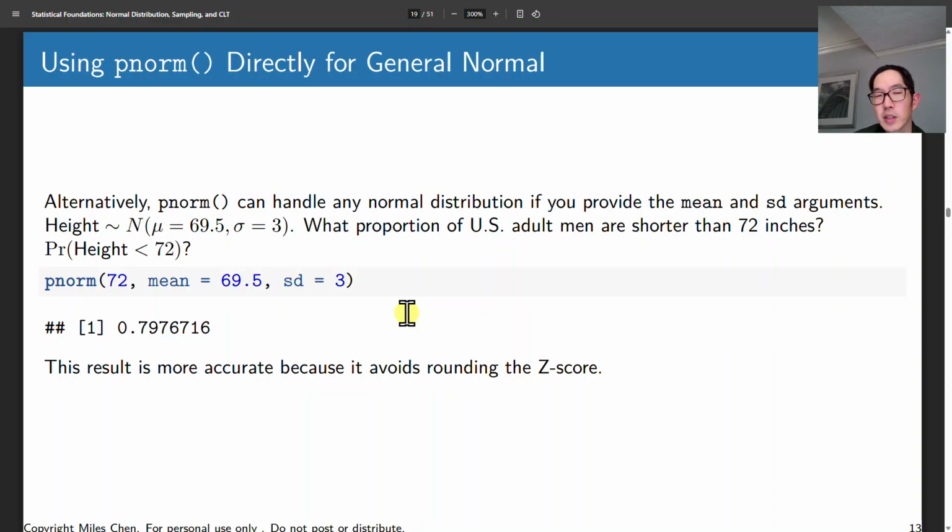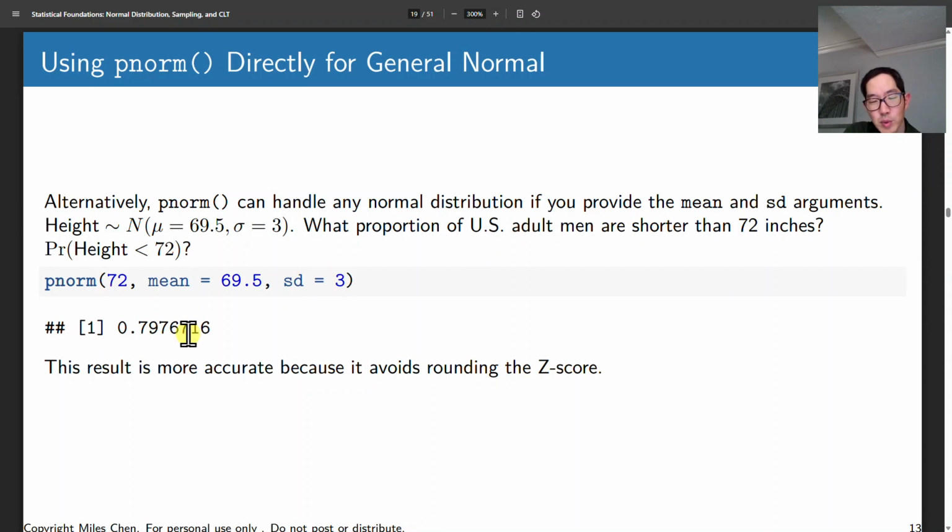But anyway, you can type in the values directly. So you can say pnorm 72 inches, where the mean is equal to 69.5. So we want to know what's the probability of getting something less than 72 if the mean is 69.5 and the standard deviation is 3. And this gives us the value 0.7976.